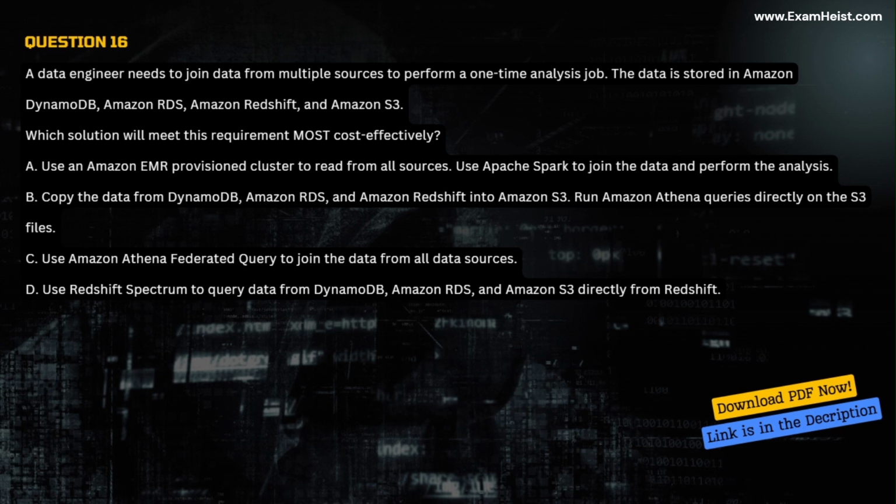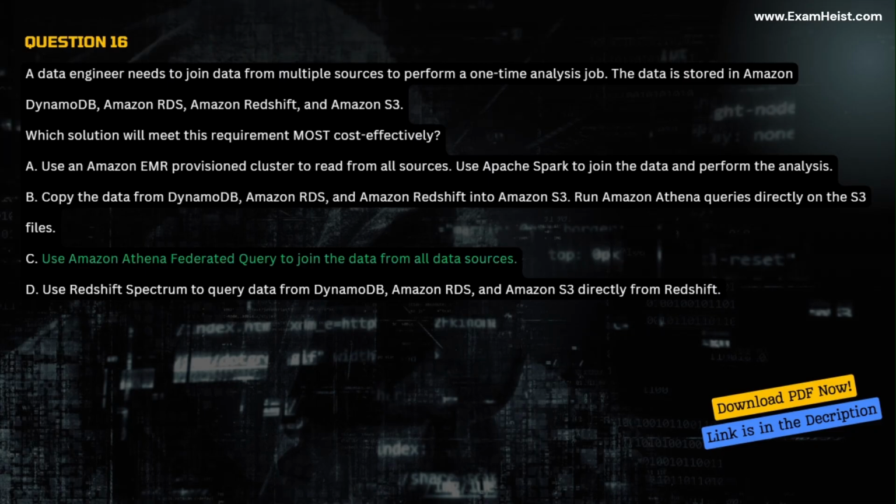A. Use an Amazon EMR provisioned cluster to read from all sources. Use Apache Spark to join the data and perform the analysis. B. Copy the data from DynamoDB, Amazon RDS, and Amazon Redshift into Amazon S3. Run Amazon Athena queries directly on the S3 files. C. Use Amazon Athena Federated Query to join the data from all data sources. D. Use Redshift Spectrum to query data from DynamoDB, Amazon RDS, and Amazon S3 directly from Redshift.